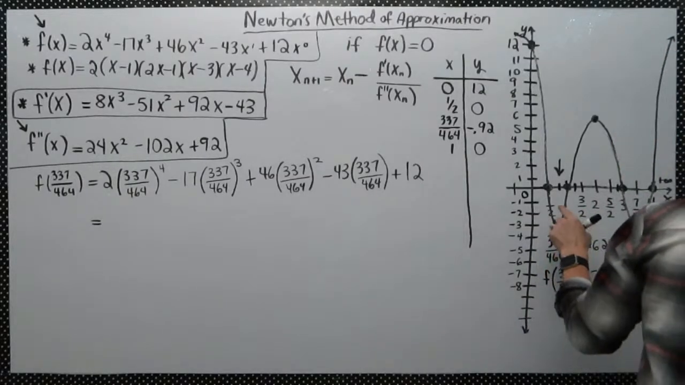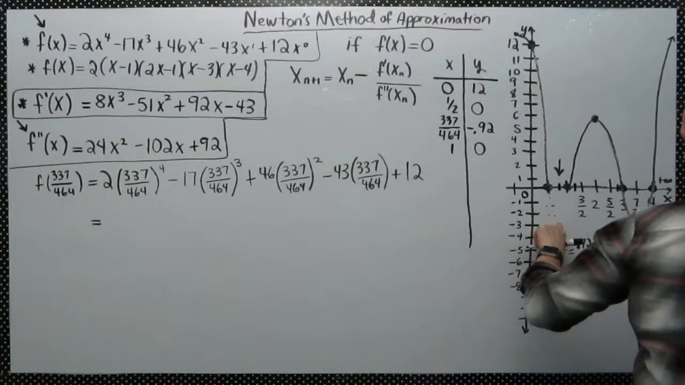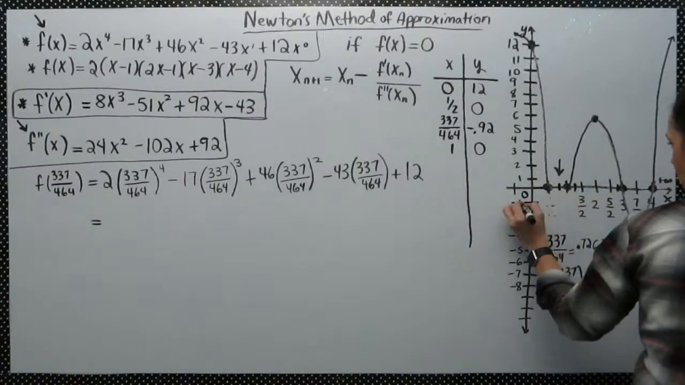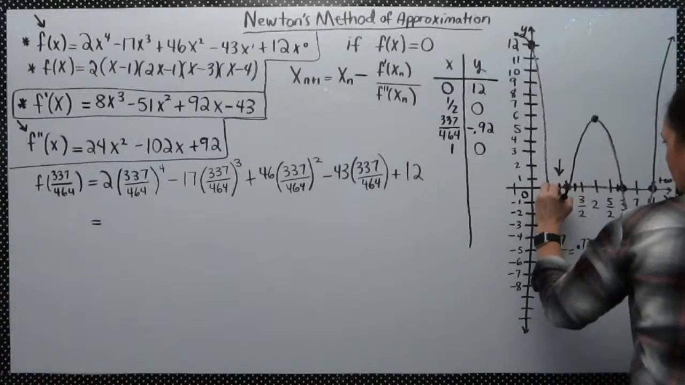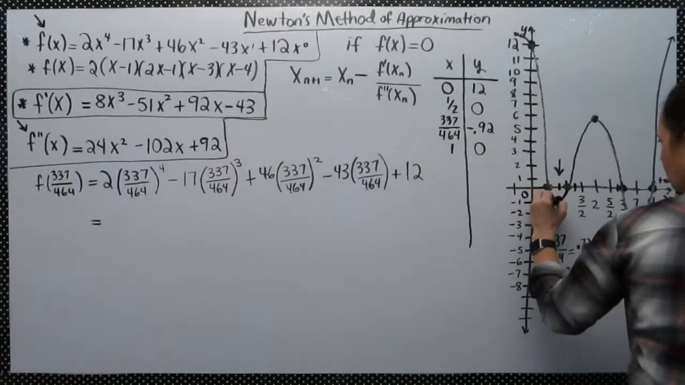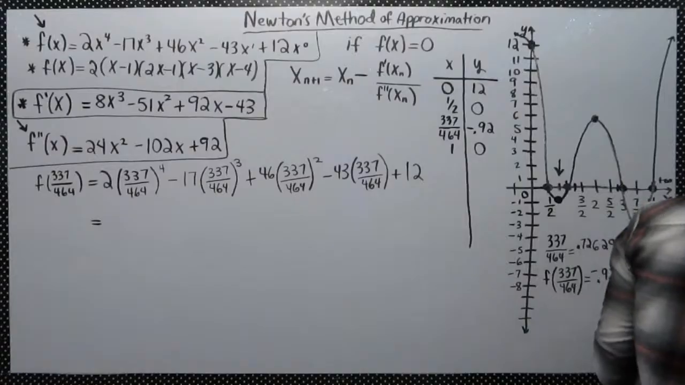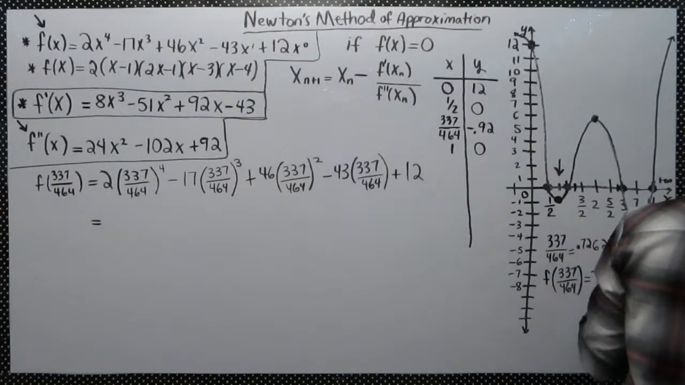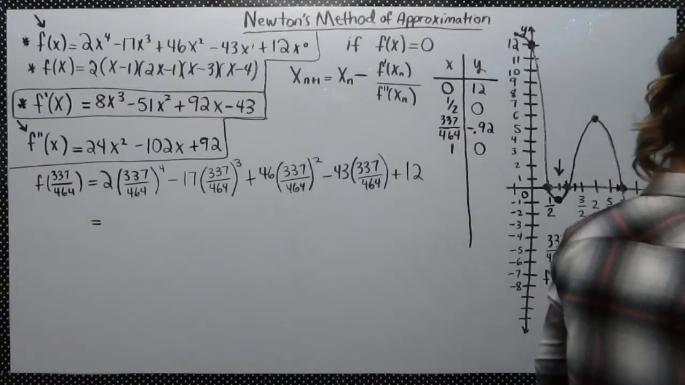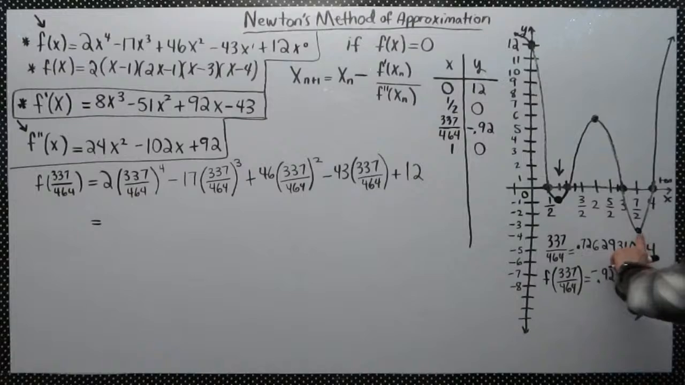More importantly, this function here is approximating the 0 to be here. Not quite 1, so I was way off. Then negative 0.92 would probably be about right there, and that's about 3/4. Good. And then we would repeat that process to find this other 0 here, down here.